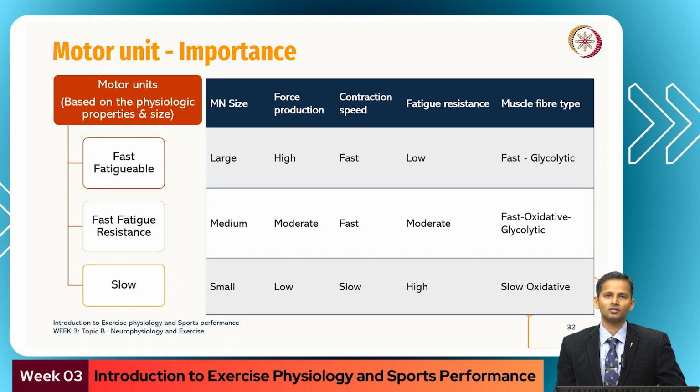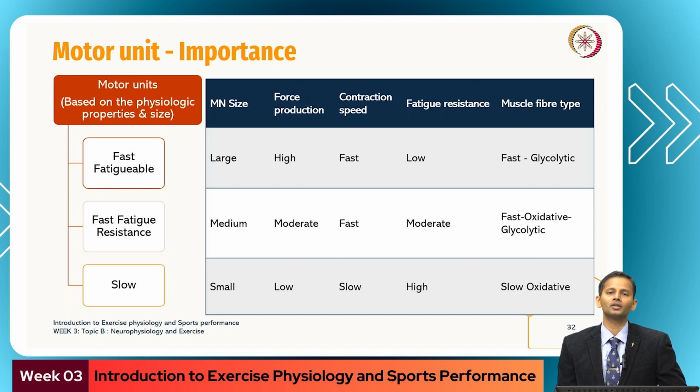This is a comparison of various physiological properties between the three types of motor units. I would recommend that you go through it in detail and slowly, so that it has various good practical takeaways. Let me just explain this table in brief. Let's take the fast fatigable first.